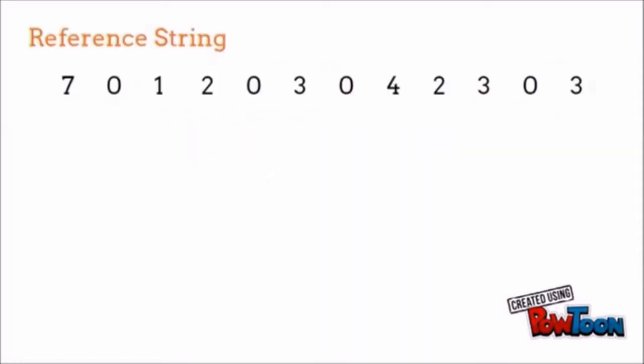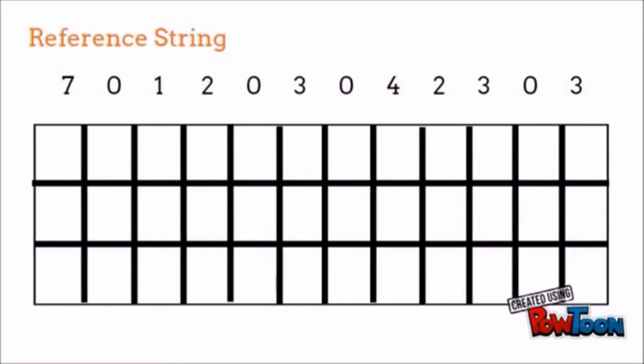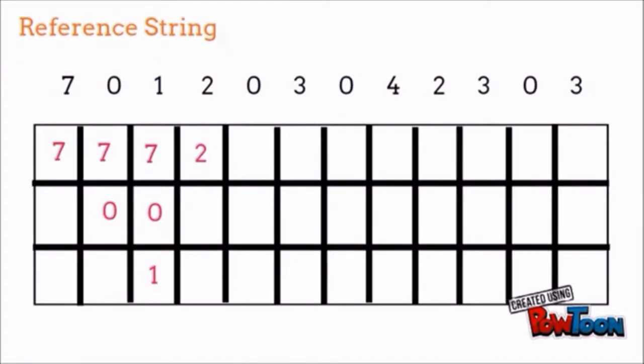Here is an example. We have our reference string, and our page reference currently has no data. Our first reference string is 7, so 7 enters and a page fault occurs, and then 0 enters and a page fault occurs, 1 enters and a page fault occurs, and then 2 will enter to replace the 7, because 7 is the first number in.